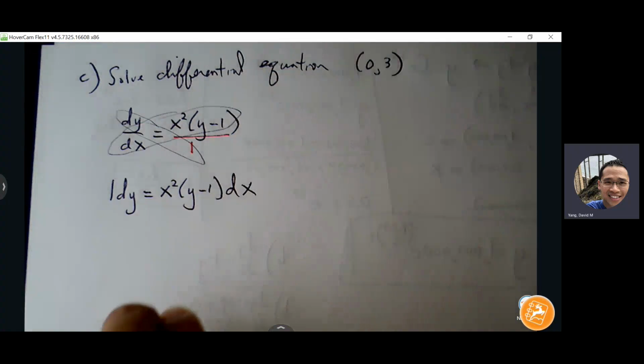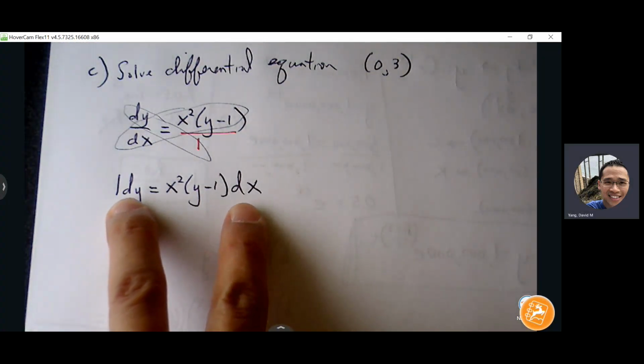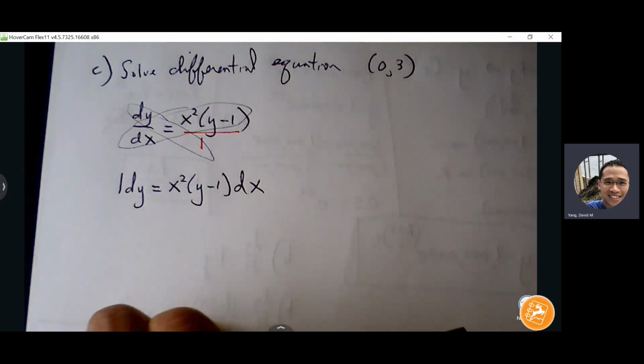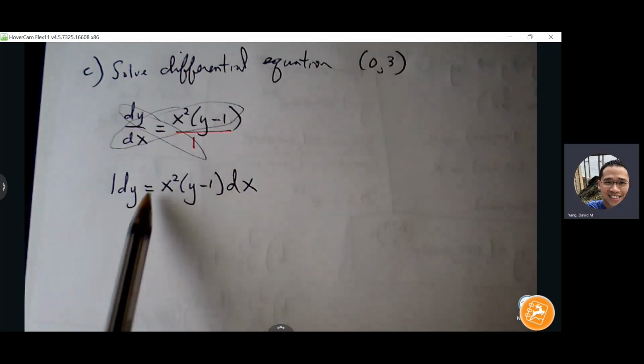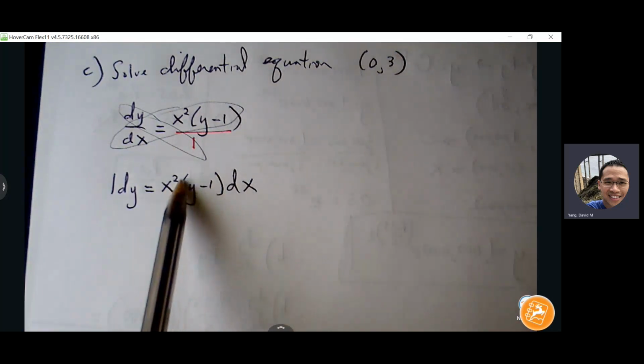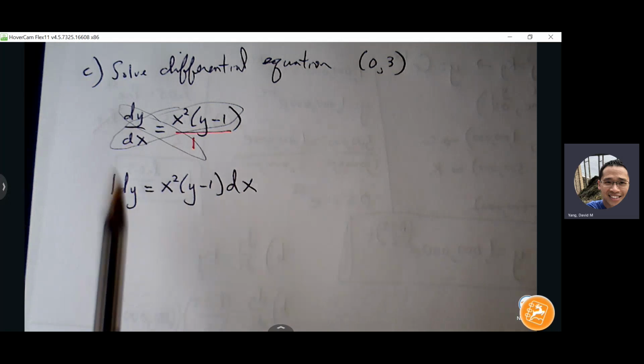I separate, I got the dy and dx lined up in the right places. What's out of place? Yeah, so we want the y's on the left, x's on the right. So the only thing out of place is y minus 1. We'll divide both sides by y minus 1.